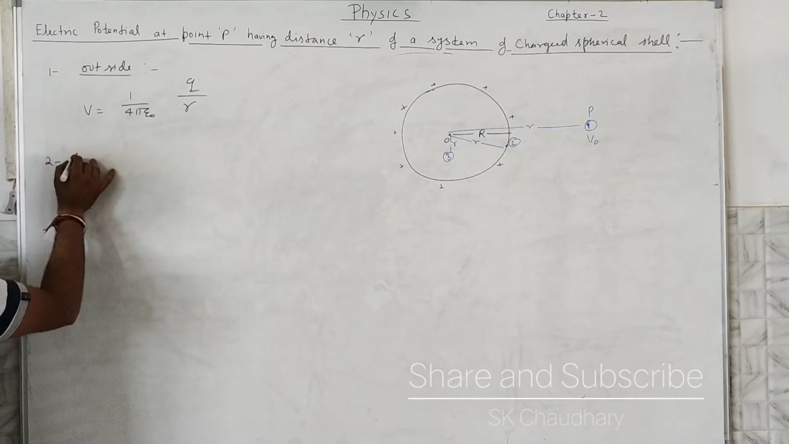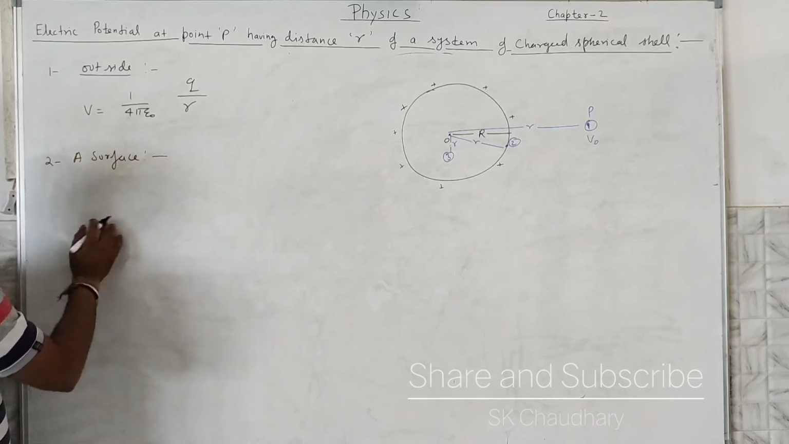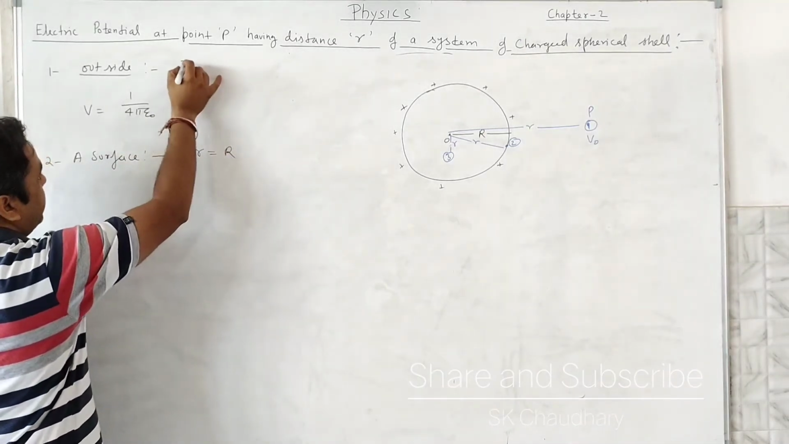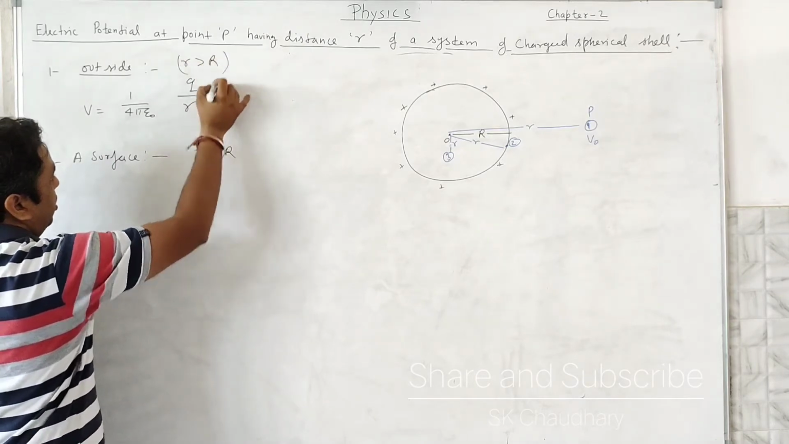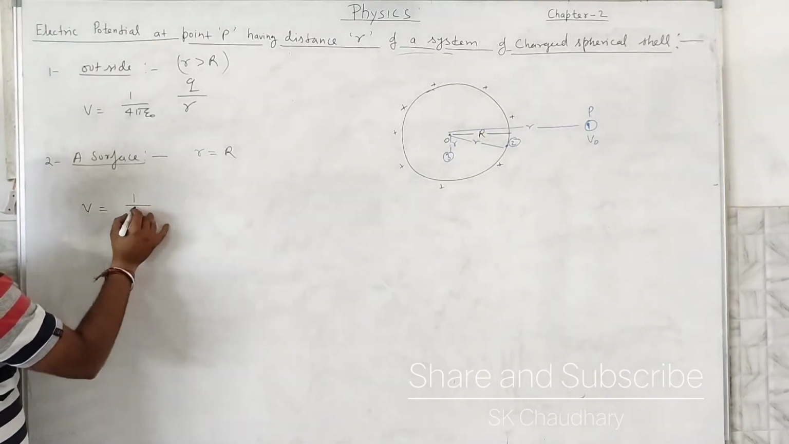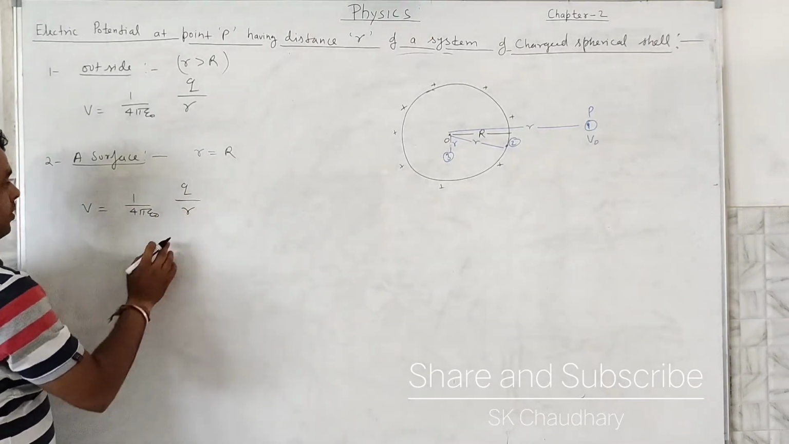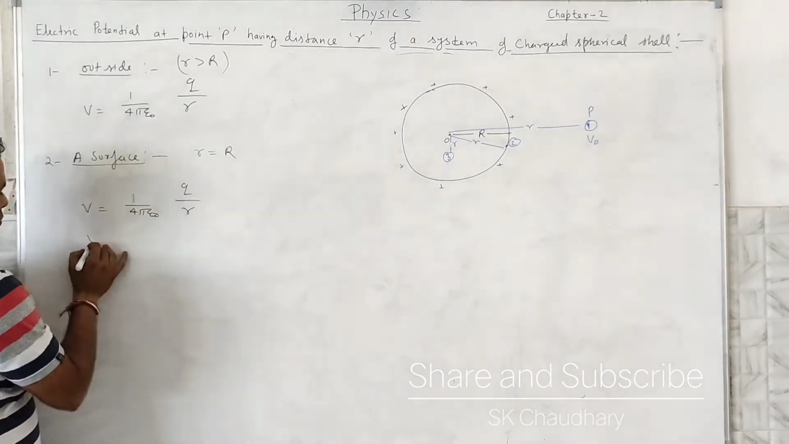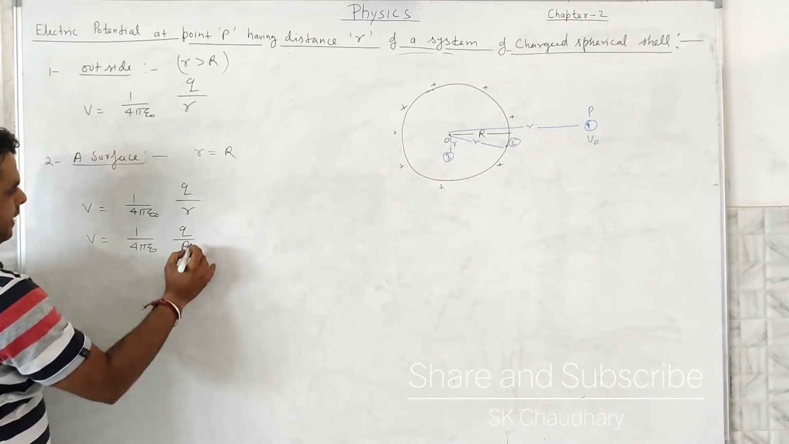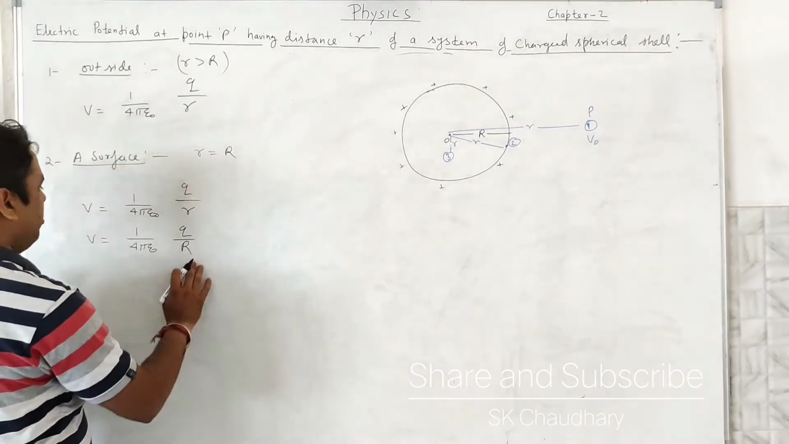For the second case, at the surface, the distance r will be equal to the radius. In the previous case the distance r is greater than the radius. So in this case we know the formula for the electric potential is V equal to 1 upon 4 pi epsilon naught total charge divided by the distance. But here the distance will become the radius R. So both formulas work; if the radius is this one, we can replace it with this one also. So electric potential at the surface will be this one.